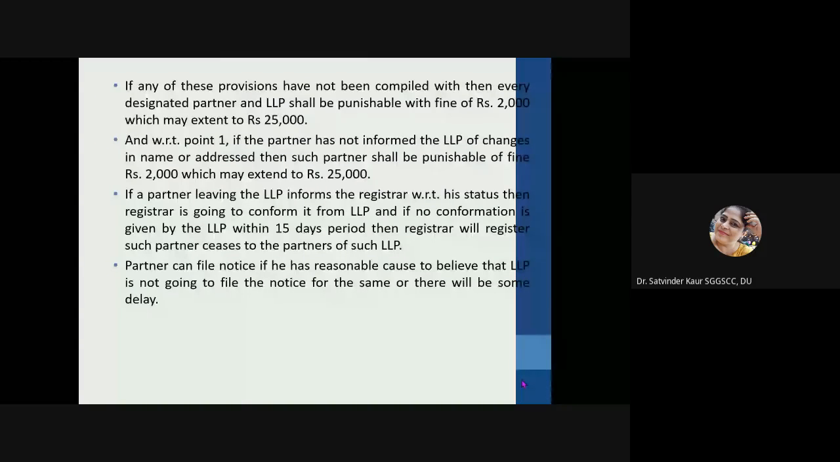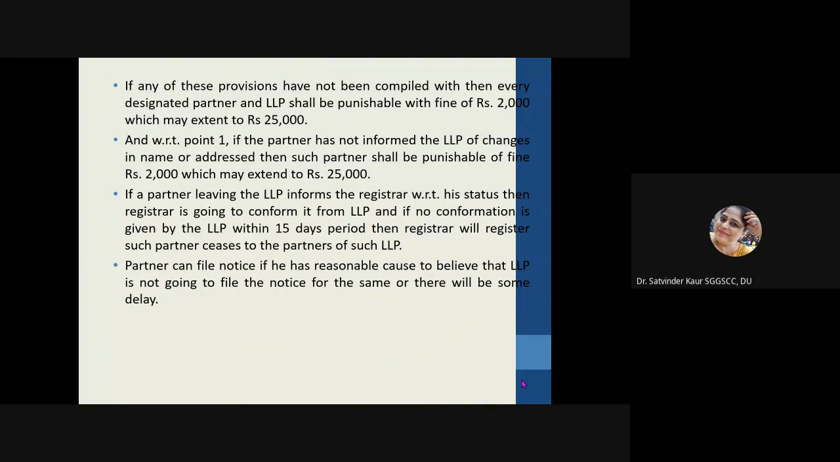And if the LLP changes its name and address, then in that case the LLP is liable to a fine of 2,000, which may extend to 25,000 rupees. If the partner himself leaving the organization informs the registrar और 15 दिन में LLP से या organization से कोई confirmation नहीं आती, wherein the registrar has sent the confirmation or is going to confirm it from the LLP, then in that particular case registrar उस partner को partnership firm से relieve कर देता है. The partner has the right to communicate, because until and unless a proper notice is given, he will be held continuously liable for all the transactions which happen even after leaving the organization.